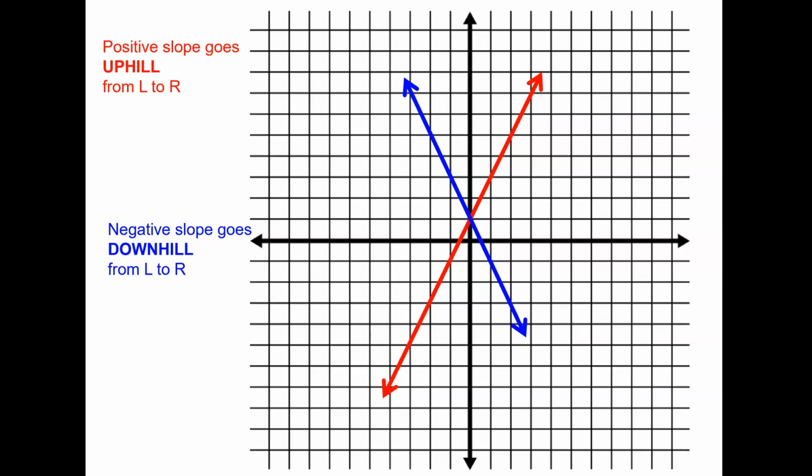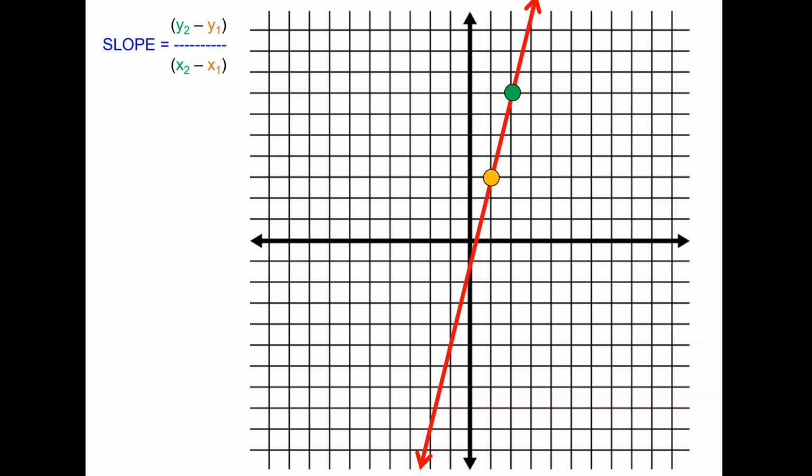Let's do a few more examples. Here we have 1, 3 and 2, 7. First and foremost, are we going to have a positive or a negative slope? This line is running uphill. Therefore, the answer is going to be positive. Let's plug in our values.